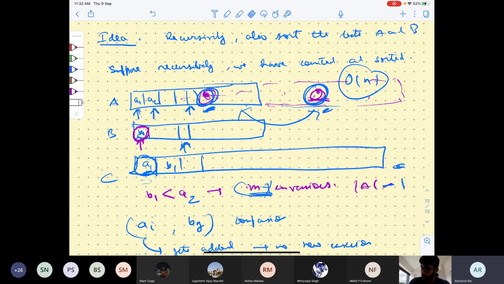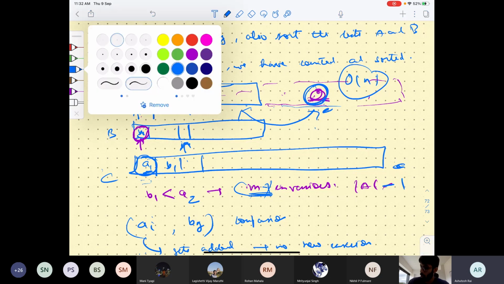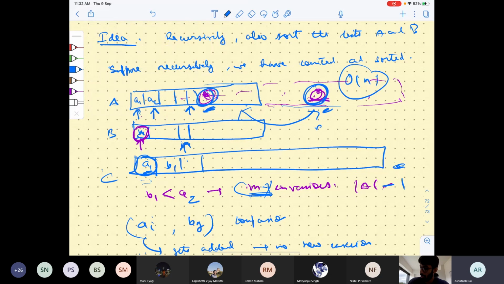Okay, so let's take A1 and A2, and that might give you an idea. A2 might be part of some inversions. How? Because now, like B2, B1, A2 might itself be an inversion. So A2 might be bigger than B1, let's say, and this is an inversion, right? But suppose after this A2 gets added. Okay, good. So A2 is part of the inversions.